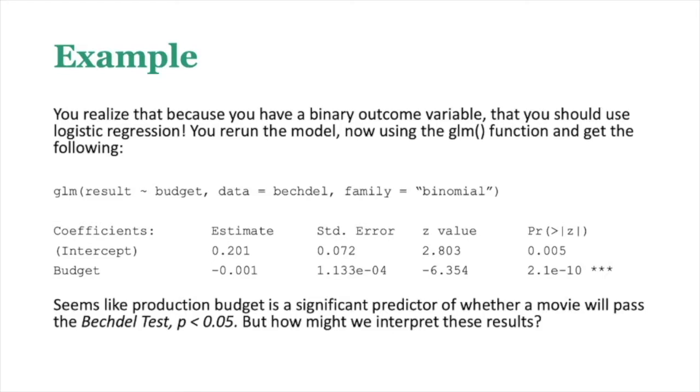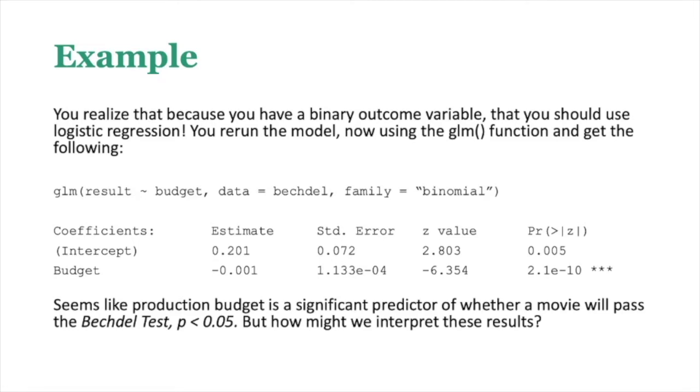So you realize that because you have a binary outcome variable, that another option would be logistic regression. You rerun the model, and now using the GLM function with a family equals binomial, which we'll get into in the in-class activity, we now see that the coefficient is still negative. It's still this negative 0.001, and it is significant.